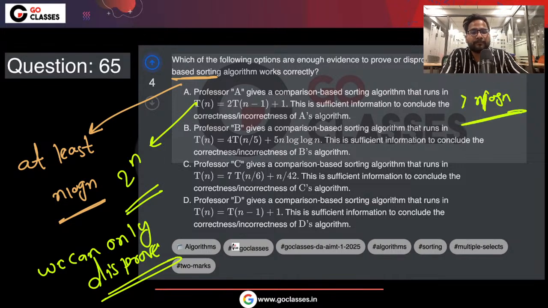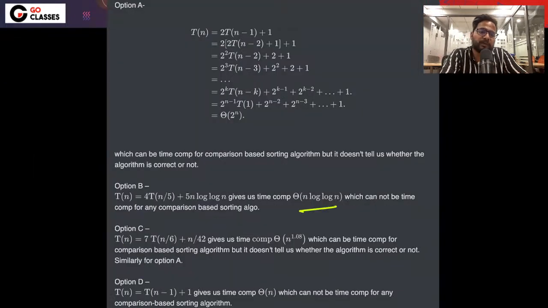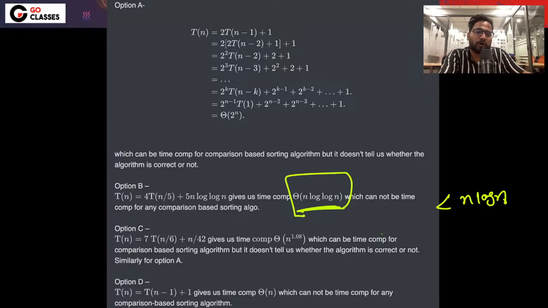What about option B? If you solve option B, maybe I have the next page, I can go to the next. If you solve option B, it is n log n. Is this lesser than n log n? Okay, what about option C? Is this lesser than n log n? You just tell me. Okay, and in option D I am getting n. Is this lesser than n log n? So whichever is lesser than n log n, I can only disprove. Okay, so tell me which is lesser than n log n.